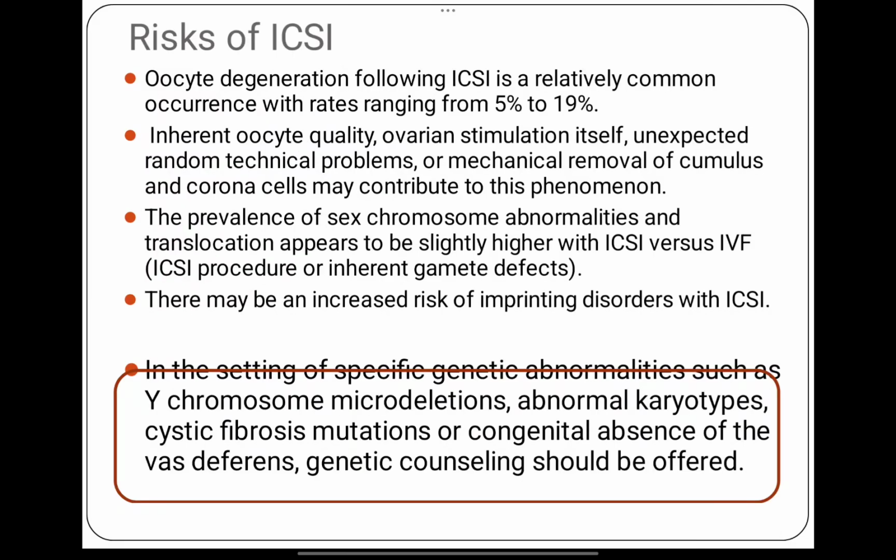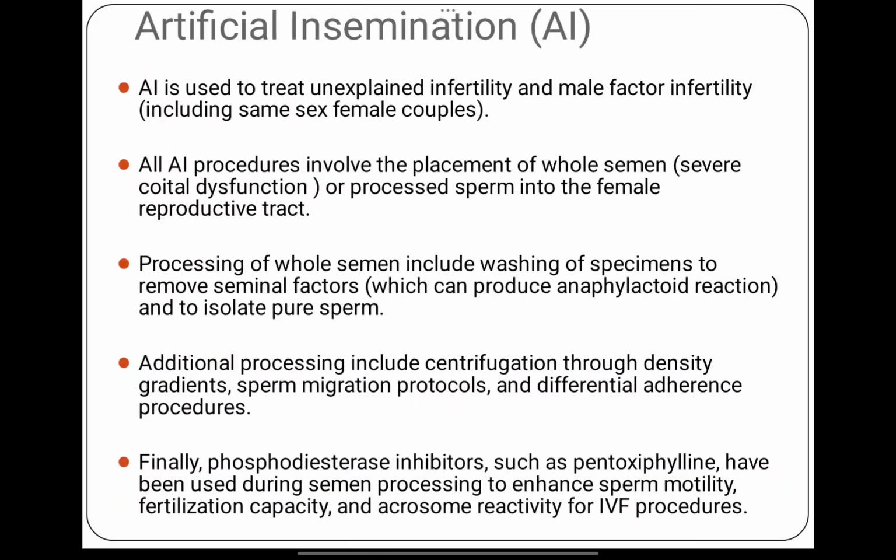Now, oocyte degeneration can be seen in 5 to 19% of patients of ICSI, due to inherent oocyte quality, ovarian stimulation itself, and unexpected random technical problems. The prevalence of sex chromosomal abnormalities can be there, and there is risk of imprinting disorders also, in the setting of a specific genetic abnormality such as Y chromosome microdeletion, abnormal karyotype, or cystic fibrosis mutation. Genetic counseling should be offered before going for ICSI.